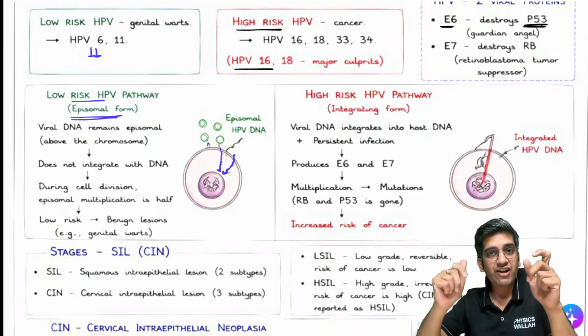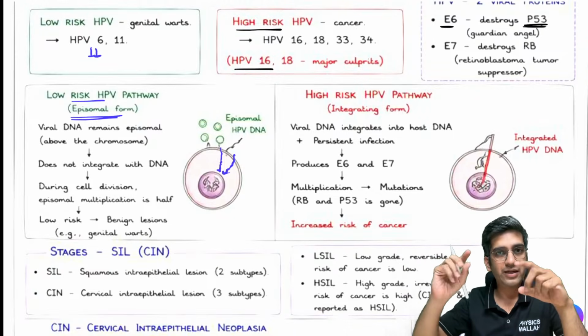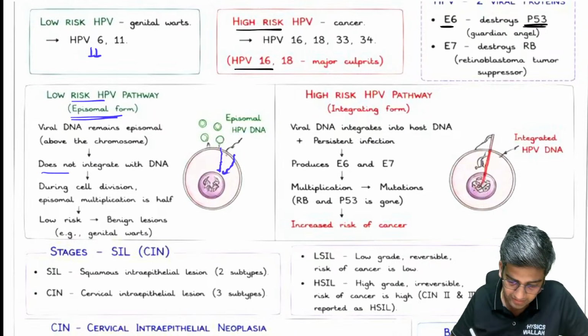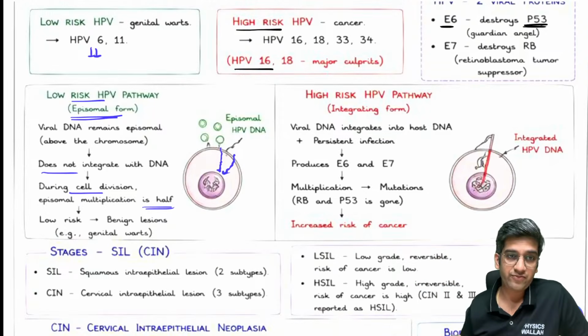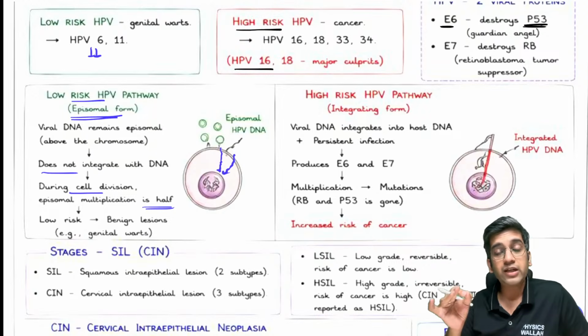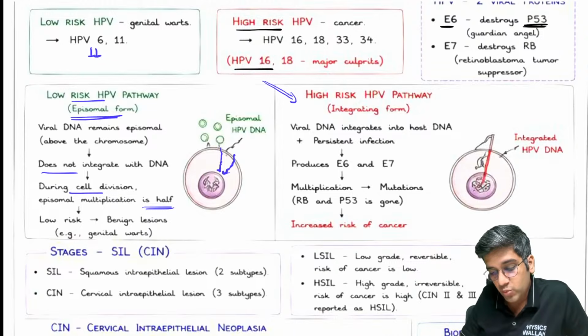So when the cell divides, the episomal form may stay with the cell or it can disappear, right? Because the cell divides into two parts. One of the cells might not even have that, right? So they do not integrate into the cell DNA. So with cell division, the episomal part or the effect divides by half. So that's the reason they are not very virulent. This is important, especially if you're writing cervical cancer pathogenesis. I want you to focus only on this.